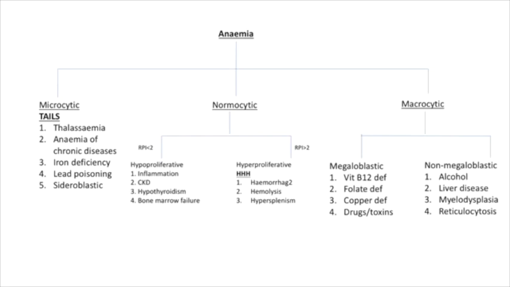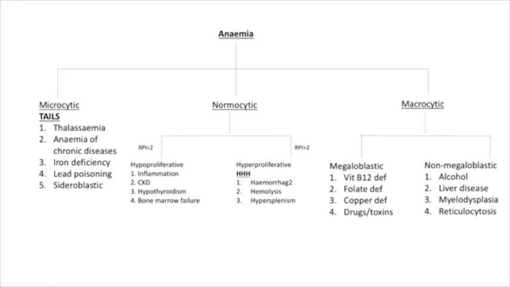Then in this central portion of the algorithm, we have normocytic anemia, where the mean cell volume is within the normal range. And here we speak to the reticulocyte production index. If it is below 2, then we classify that as so-called hypoproliferative normocytic anemia. But if the RPI is above 2, that's hyperproliferative. So let's talk about hyperproliferative first. If you encounter that, you must think of a handy mnemonic, Triple H. Not the wrestler, but Triple H, the mnemonic, where we speak to hemorrhage, hemolysis, and hypersplenism. So any one of those.